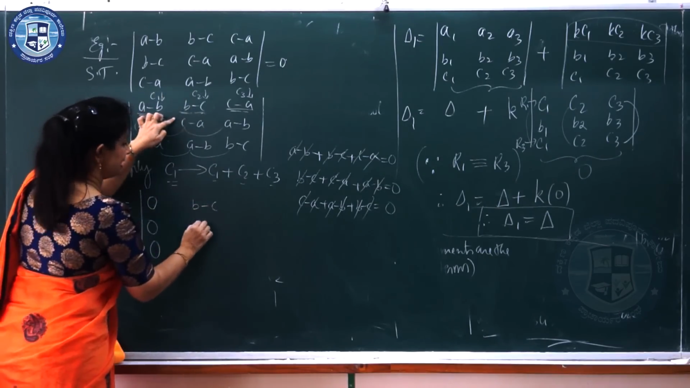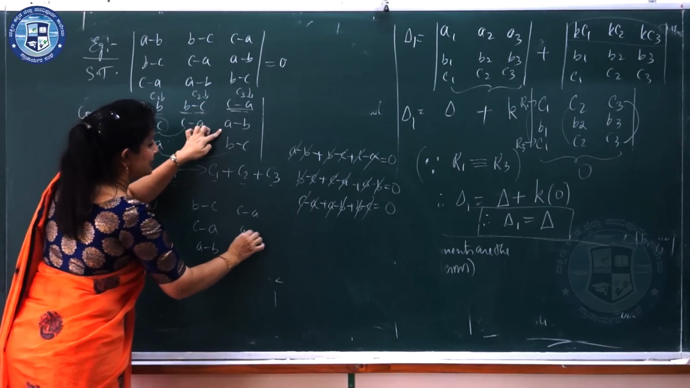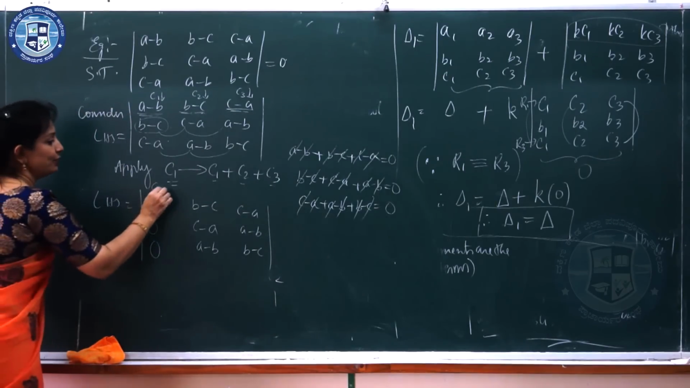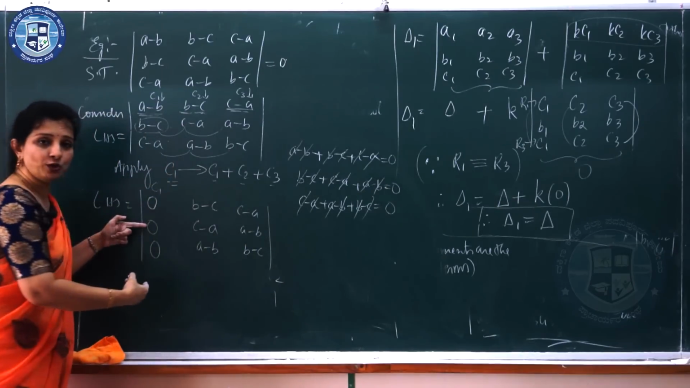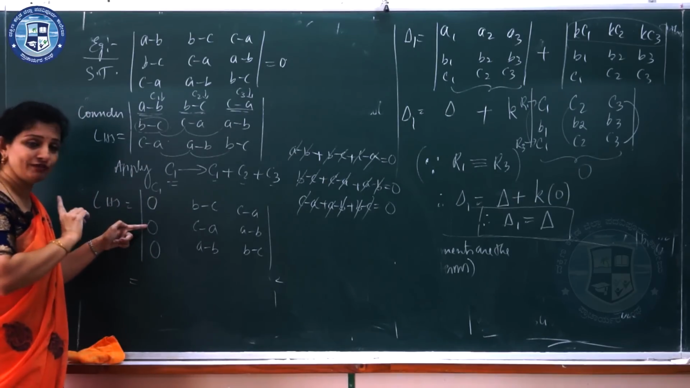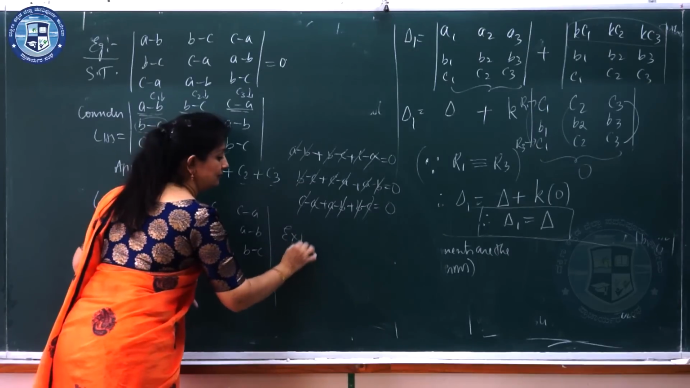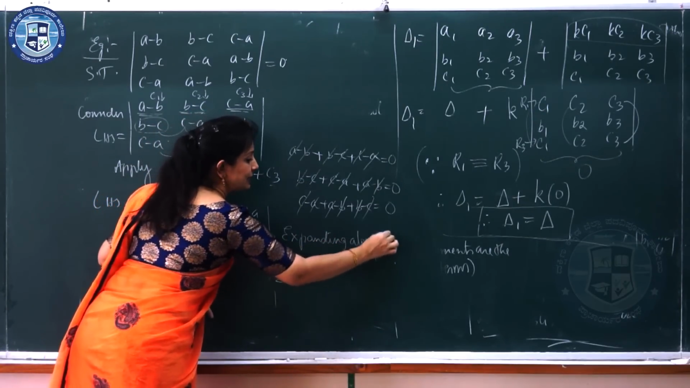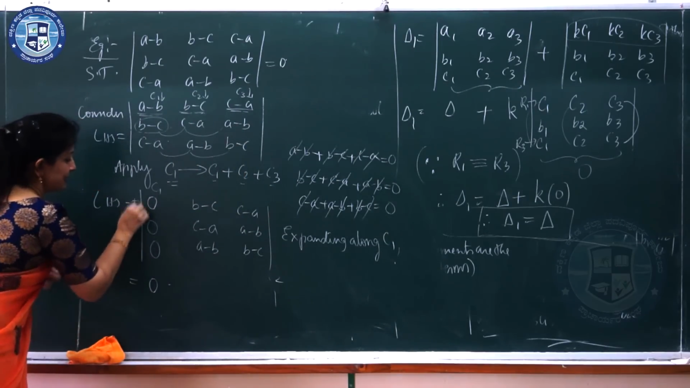The remaining elements will not change, only the first column elements. So it is B minus C, C minus A, A minus B; C minus A, A minus B, B minus C. Only the first column elements we got 0. So what is the value of LHS? If each element of any row or column is 0, the value of the determinant is also 0. That is a note we have to take down. So here, expanding along C1, we have 0 plus any term. This is plus minus plus.